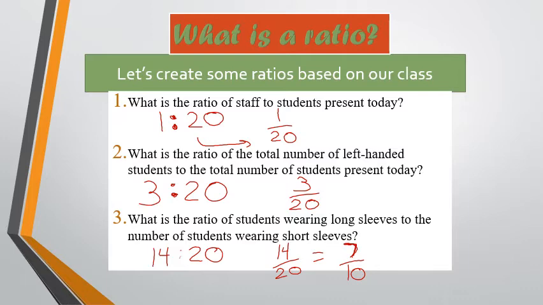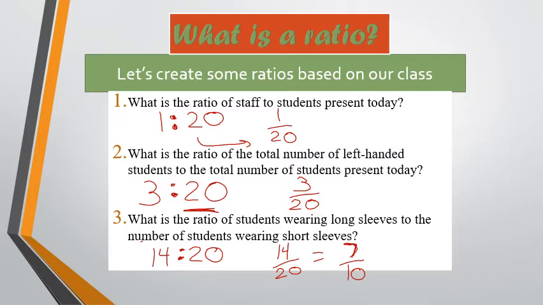Number 3, the ratio of students wearing long sleeves to the number of students wearing short sleeves. So again, you'll see here that it's 14 to 20. So we have the ratio of students wearing long sleeves to students wearing short sleeves. Actually, this is a typo. If I said long sleeves to short sleeves and we said there were 20 students, this shouldn't be 20.